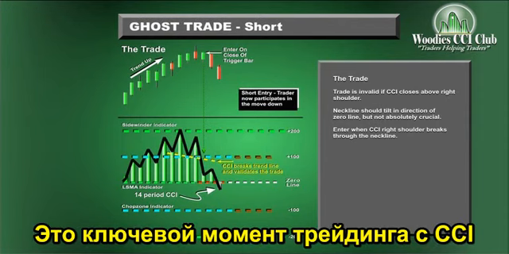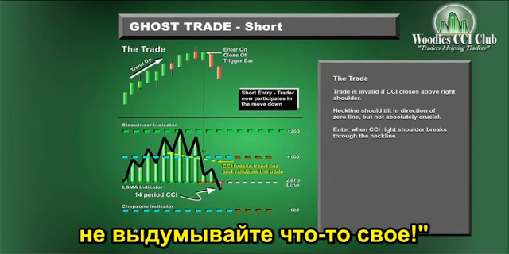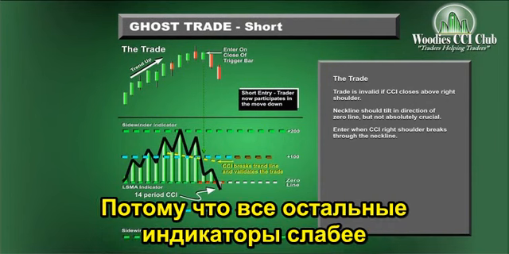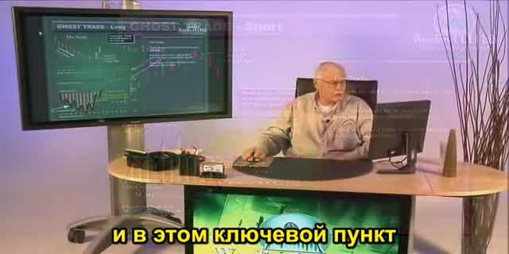That's a key point of trading the CCI. That's why I say just trade the CCI. Don't get yourself involved in all kinds of other indicators trying to slow it down. So that's a key point.